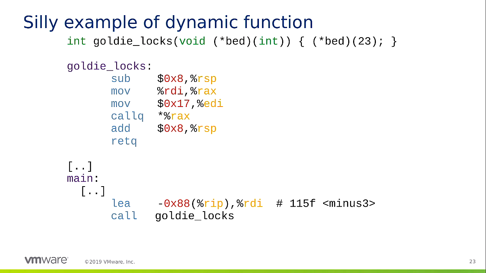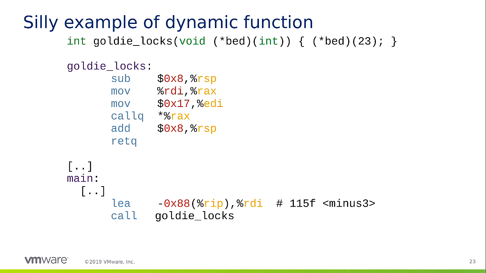I don't know. The RDI, I know, is the first parameter. The register RDI is what gets passed into the first parameter. And then I move hex value 17, which is 23, into EDI. Why is it RDI, EDI? Does anyone know why it's not RDI again? Well, I'll tell you right now, because I don't want to get going. It's because it's an integer. It's only 32-bit. EDI is 32-bit. RDI is 64-bit. This is an x86-64 machine.